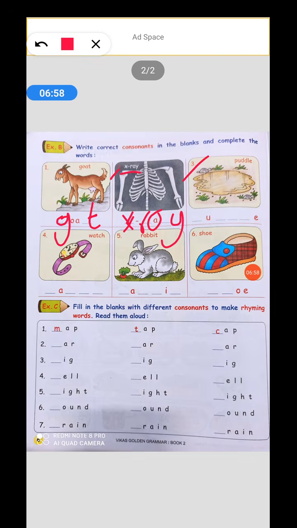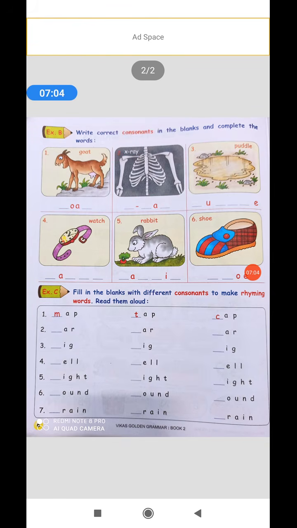What is this? Puddle. So what does puddle mean? A small pool of water, usually on paths and roads. We see a small pool of water, like a pit, where water collects.